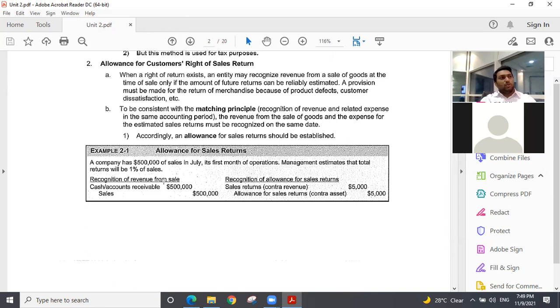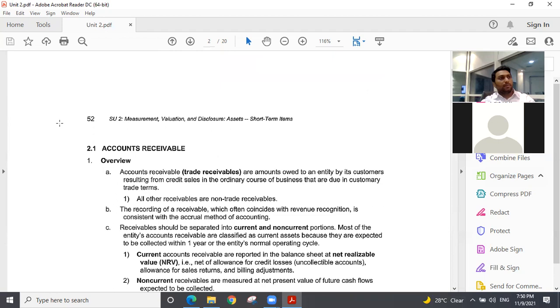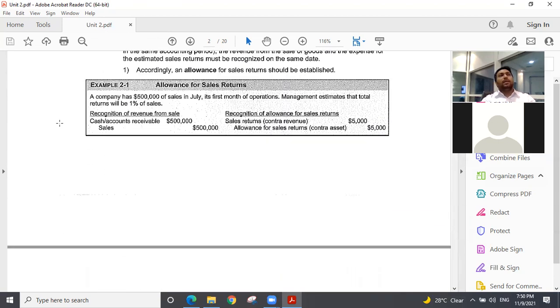Okay, sales return. For example, here a company has $500,000 in sales in July, its first month of operation. Management estimates that total returns will be 1% of sales. So when you record the sales, cash or AR is debited, sales 500,000 is credited, and you will provide an expense: sales return account debited to allowance for sales returns. Allowance for sales return is a contra asset account, and sales return is a contra revenue account.